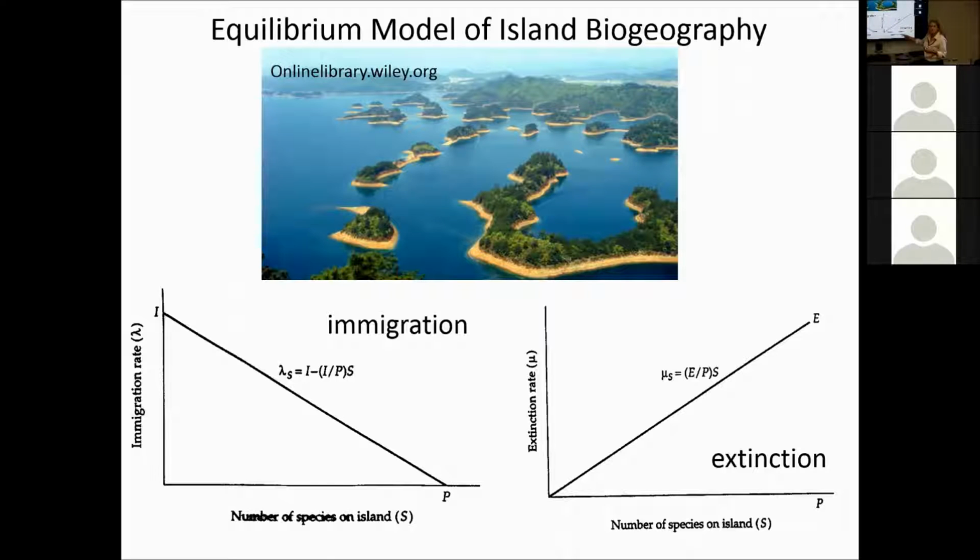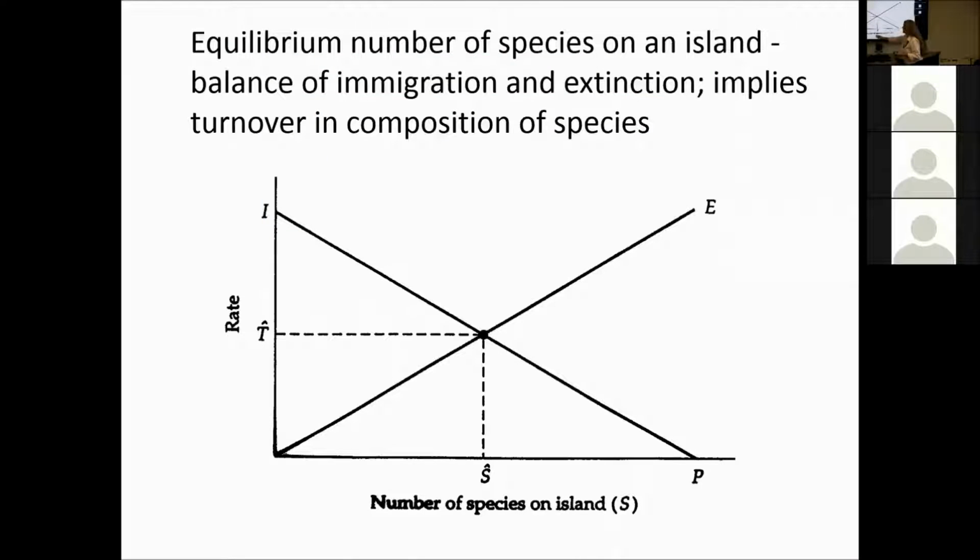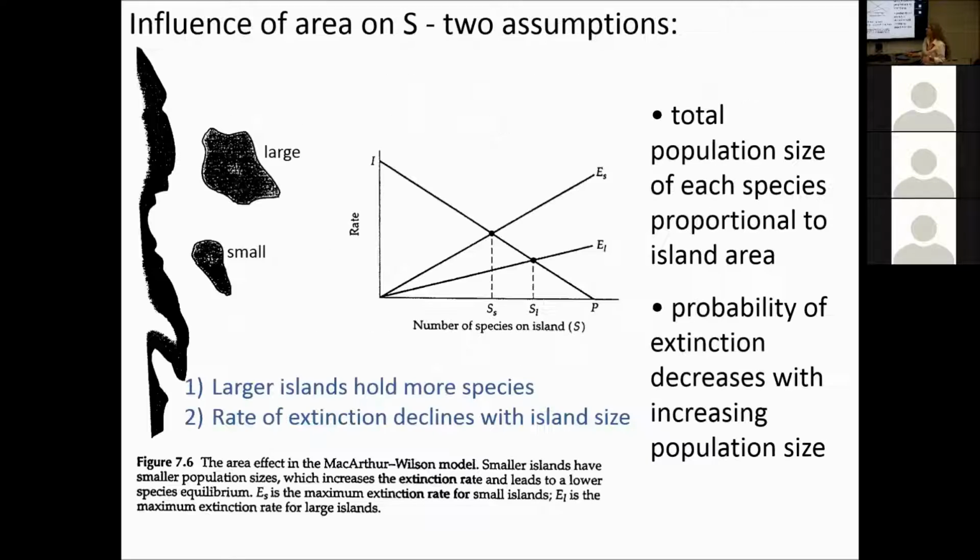Whereas as you have more species on the island, the chances of any one of them going extinct begins to increase. And so in the model, the number of species that are present on an island is where the immigration and extinction rates cross each other. And so at that point, this equilibrium number of species for any given island of any given size, I just want to remind you, it's dynamic. It changes over time. The number of species is theoretically stable in time, but who those species are changes over time on a particular island. So that's the basic premise.